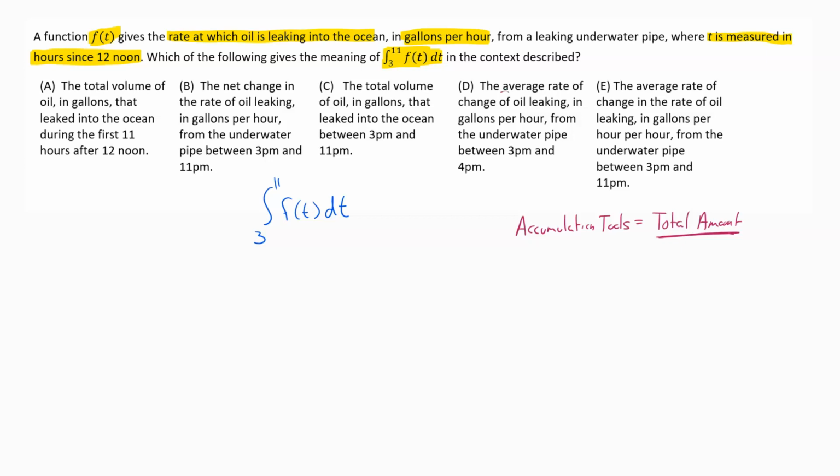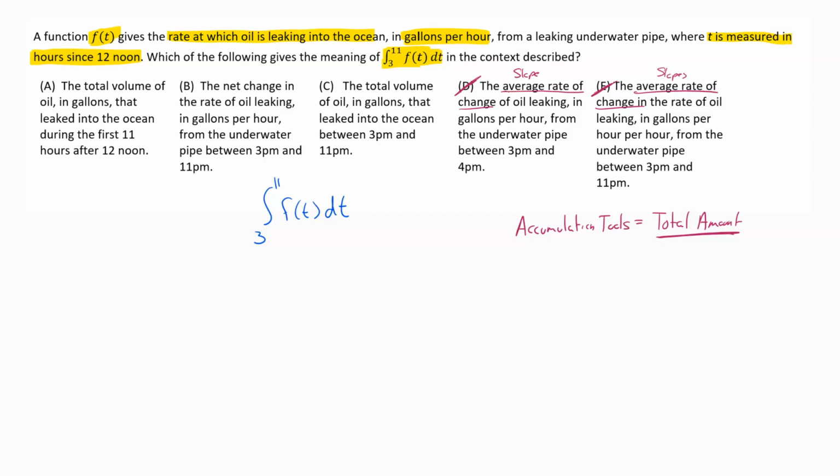So D, you can see, uses this terminology, average rate of change. Average rate of change, that's slope talk. That's not anything having to do with what we're looking at here. So I'd throw that away. I see average rate of change on E. Again, that's talking to me about slopes. I don't want to know anything about that, so I'm going to throw that out.